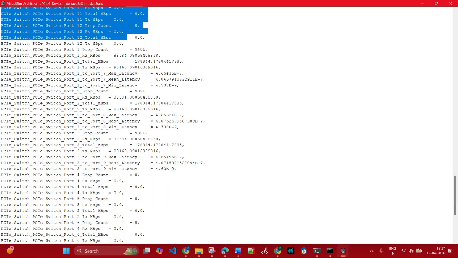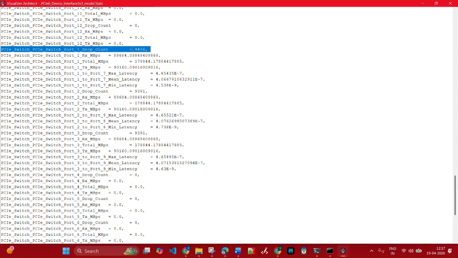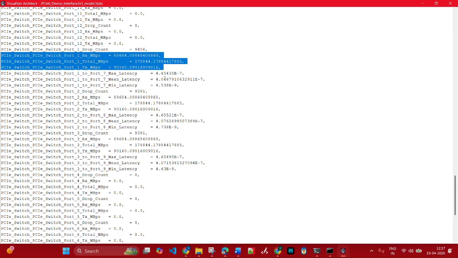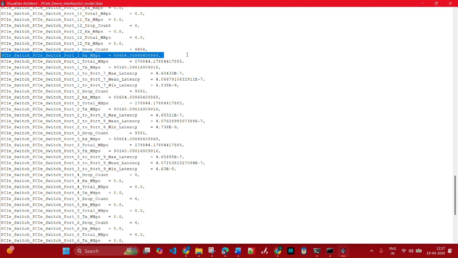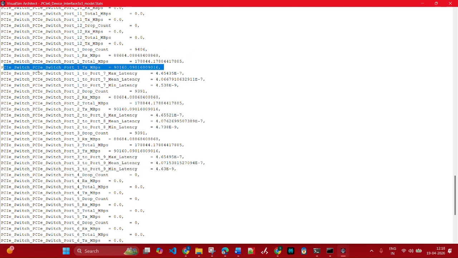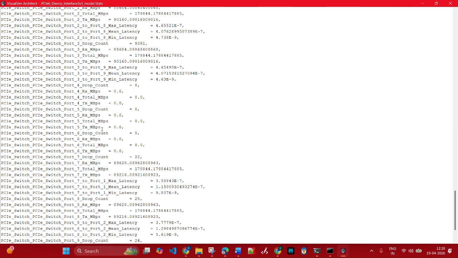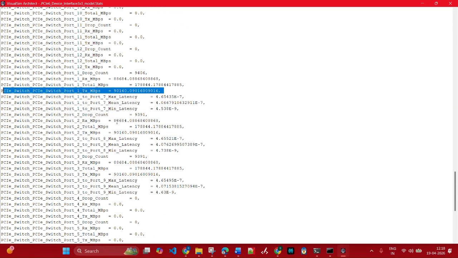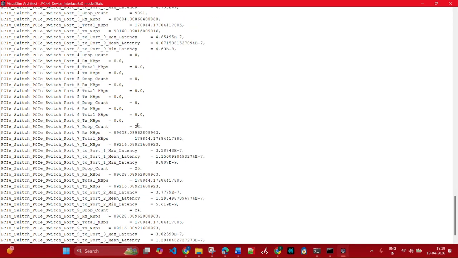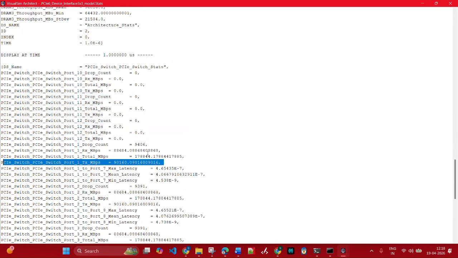So what are the drop counts? How many transactions got dropped? And what are my RX rate and TX rate? If you observe, we get a very high throughput rate here. The TX is almost 90 Gbps and RX is also 88 Gbps. All the ports have the best throughput rate. Since it is low congestion, we are observing this.